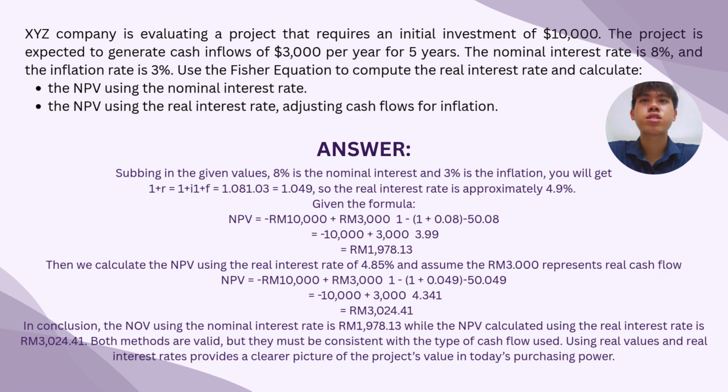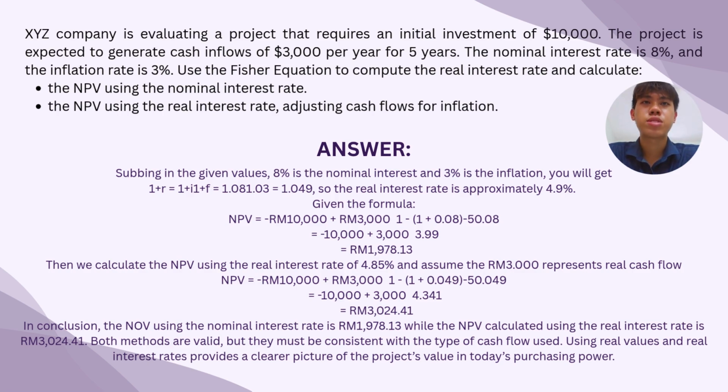Next, we calculate the net present value, which is also NPV, using the nominal interest rate of 8%, assuming the 3K cash inflows are nominal. Using the present value of annuity formula, the NPV is calculated as follows. NPV equals negative RM10K plus RM3K times 3.993, and the answer will be RM1,979.30.